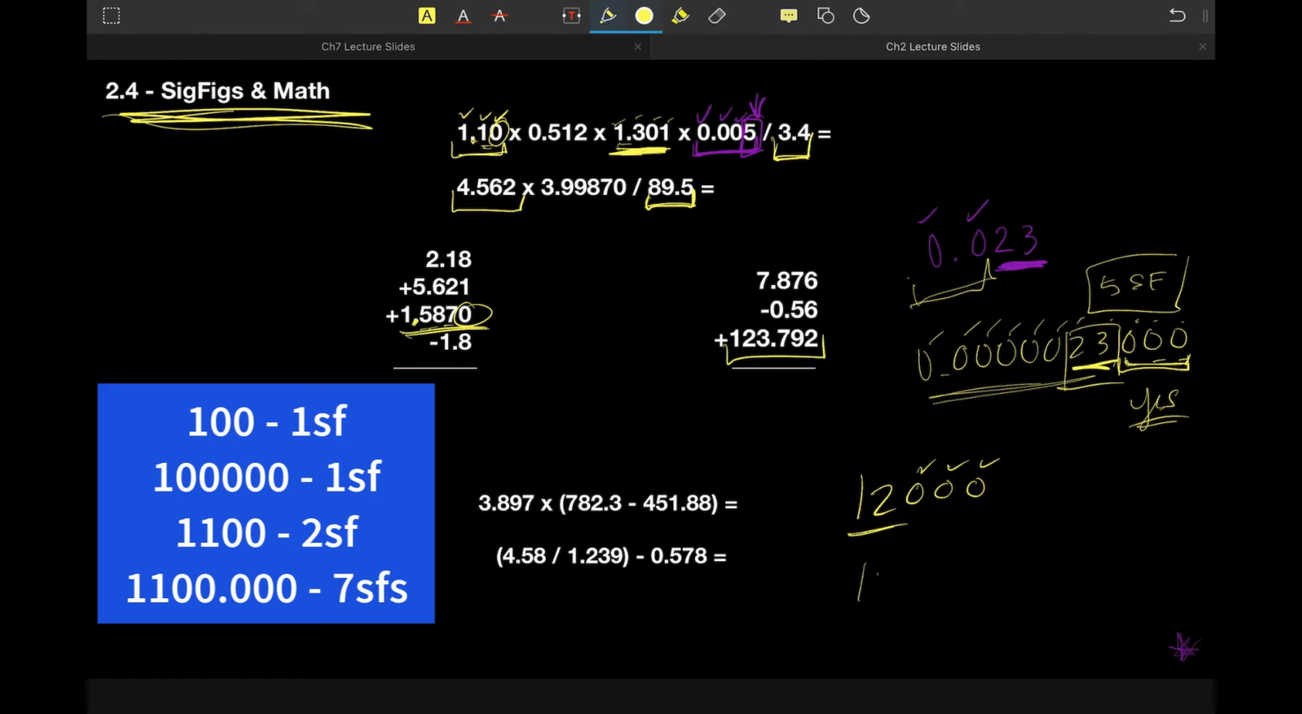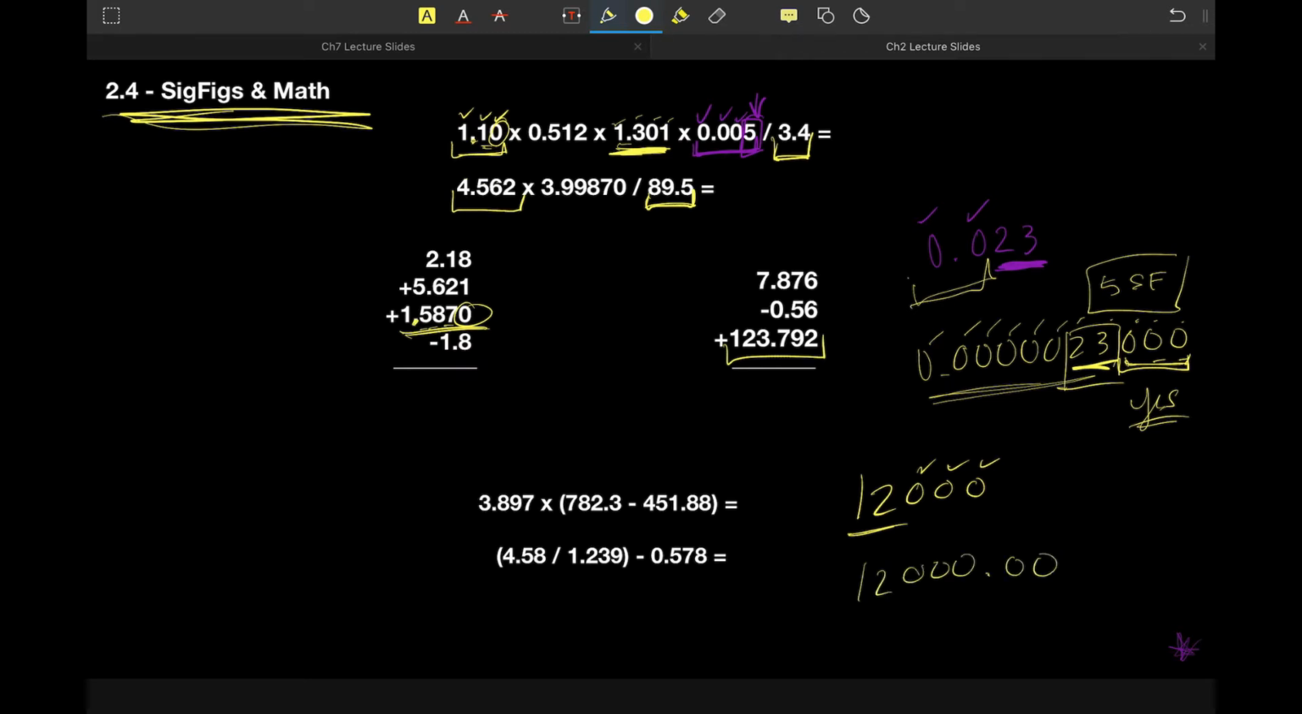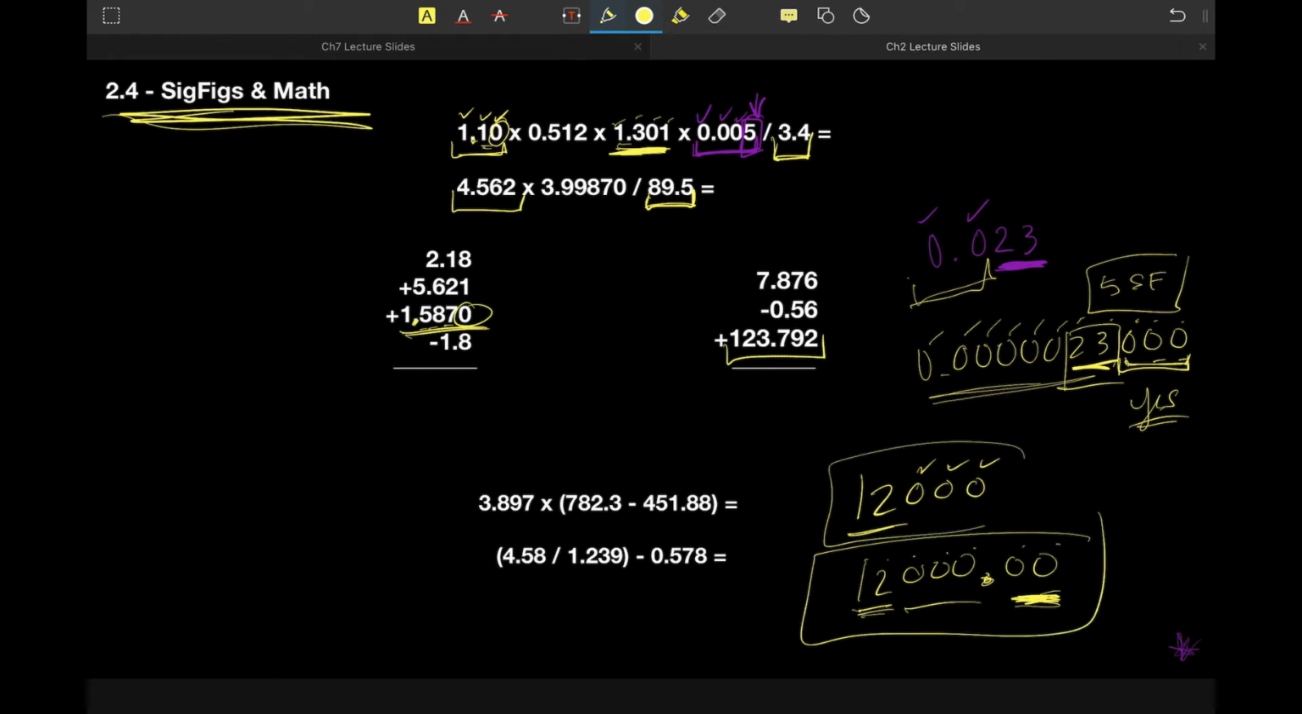If I said this, then what that would mean is that I hit that 12,000 mark and I kept on measuring and I am sure out to this place, which means that this would have 1, 2, 3, 4, 5, 6, 7. And if we think about our zeros rule, these are zeros that come after some digits and after a decimal, so they're significant. If these are significant, everything between them must be significant. Does that make sense? So this one has a boatload of sig figs. This one only has 2 sig figs. Yes, does that make sense? Okay.